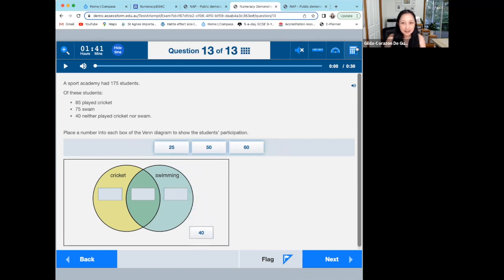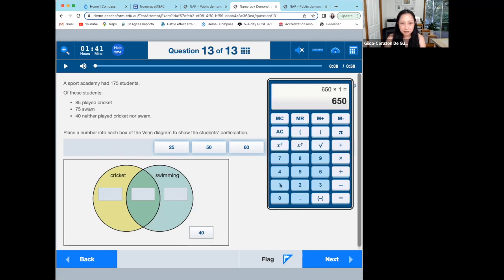And if you add them, let's get the calculator out. We only have 175 students, right? So we have 85, 75, and 40. If we add them together, we get 200, right? What does that mean? Well, we only have 175 students, but when we add these, we get 200. That means 25 of them would be playing both cricket and swimming, right?